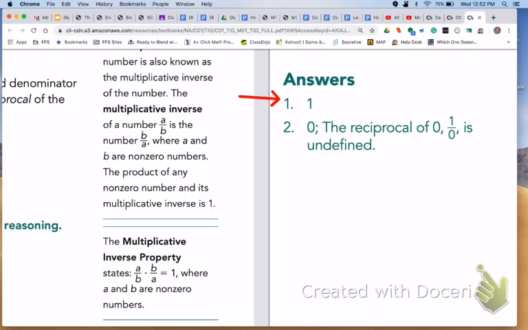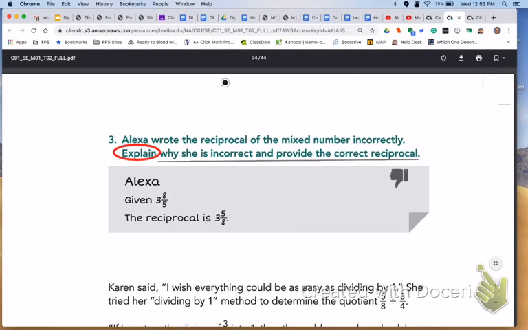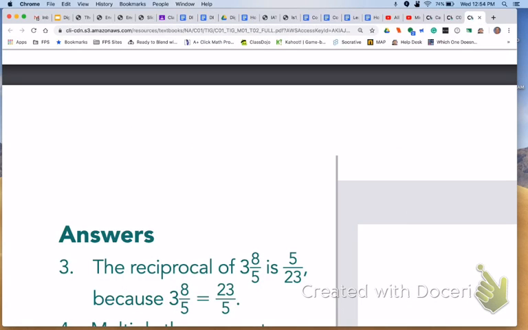For number 1, the number 1 is its own reciprocal. And for number 2, the number 0 has no reciprocal because the reciprocal of 0 would be 1 over 0, and that would be undefined. Please turn to page 100 and answer number 3 with your group. For number 3, the reciprocal of 3 and 8/5 is 5/23 because 3 and 8/5 is equal to 23/5.